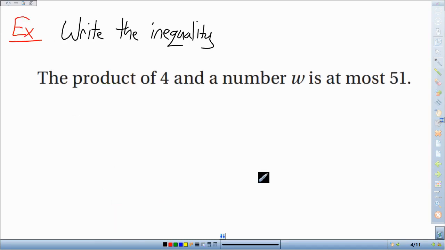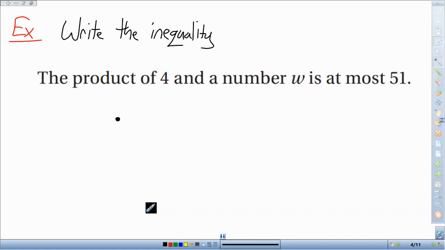Next example. Again, go ahead, copy this down, and we'll try it together. This is saying the product of 4 and a number w is at most 51. First things first, dealing with this word, the product. When we're finding the product of two things, we are multiplying them together. So when it says the product, we know first things first, we're dealing with multiplication.